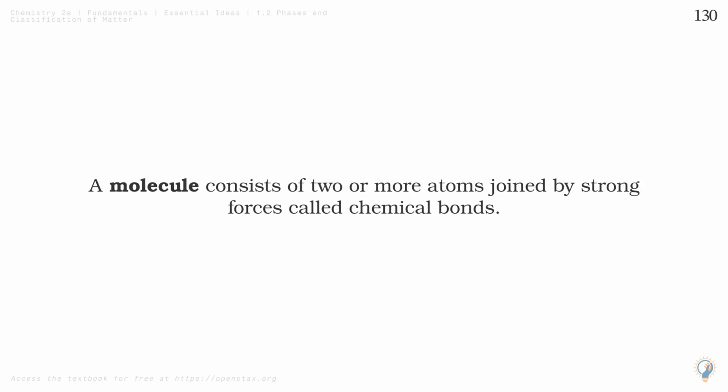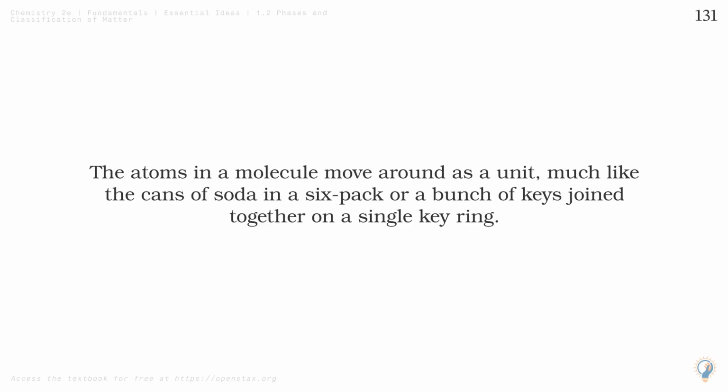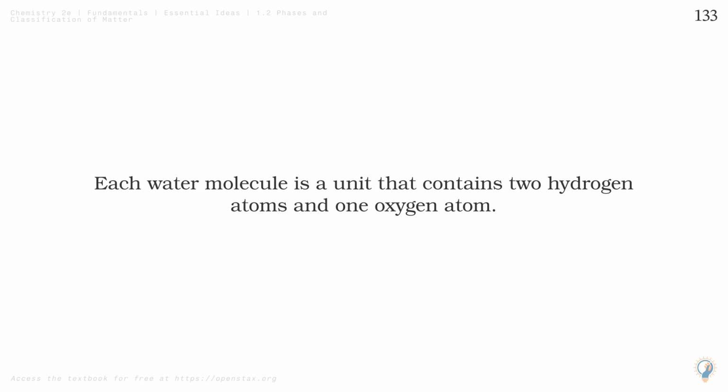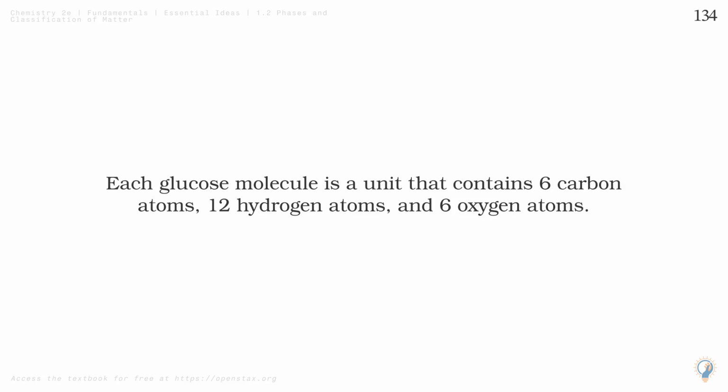A molecule consists of 2 or more atoms joined by strong forces called chemical bonds. The atoms in a molecule move around as a unit, much like the cans of soda in a six-pack or a bunch of keys joined together on a single key ring. A molecule may consist of 2 or more identical atoms, as in the molecules found in the elements hydrogen, oxygen, and sulfur, or it may consist of 2 or more different atoms, as in the molecules found in water. Each water molecule is a unit that contains 2 hydrogen atoms and 1 oxygen atom. Each glucose molecule is a unit that contains 6 carbon atoms, 12 hydrogen atoms, and 6 oxygen atoms.